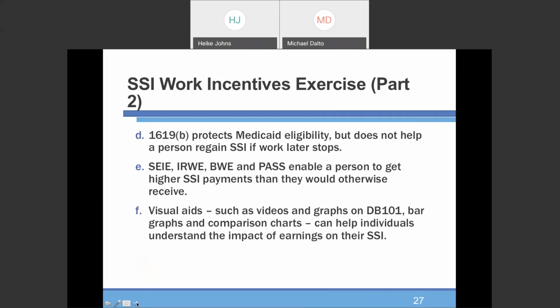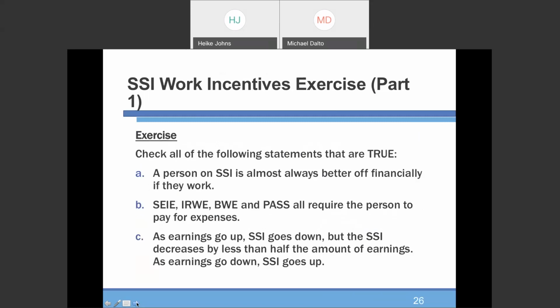D, 1619b protects Medicaid eligibility, but does not help a person regain SSI if work later stops. E, SEIE, IRWE, BWE, and PASS enable a person to get higher SSI payments than they would otherwise receive. And F, visual aids such as videos and graphs on DB101, bar graphs, and comparison charts can help individuals understand the impact of earnings on their SSI. So just quickly, so you can review these six again, you want to select all of the statements that are true.